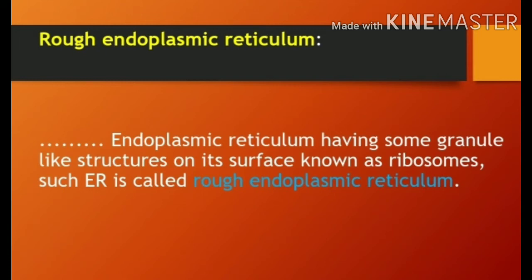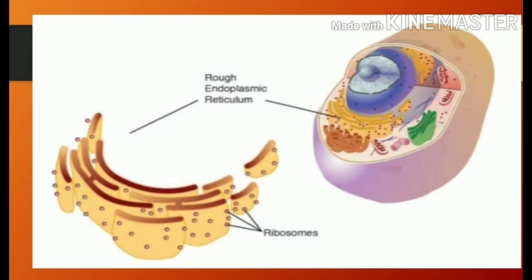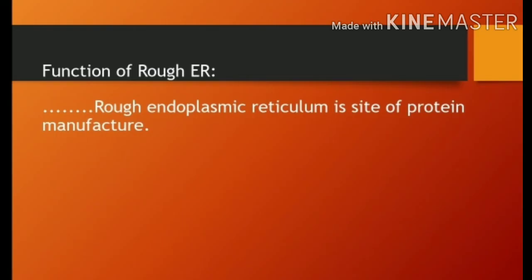The slide which you can see here is about rough endoplasmic reticulum. Here you can see ribosomes in the above slide which are present in this manner. Okay, so they constitute the cell. Now we are going to study about the functions of rough ER. This rough endoplasmic reticulum is the site of protein manufacture.